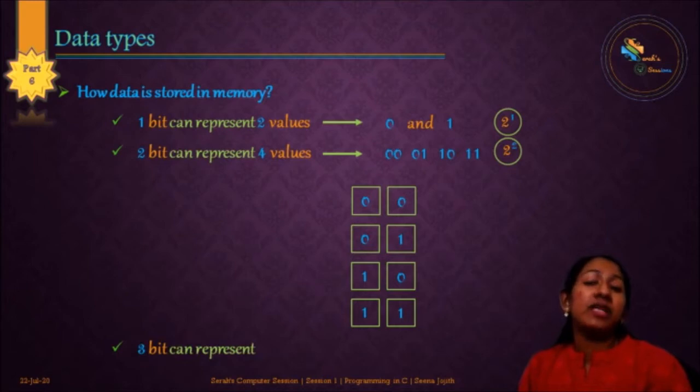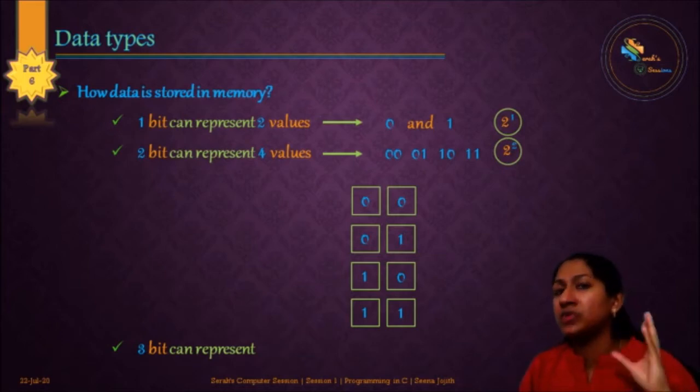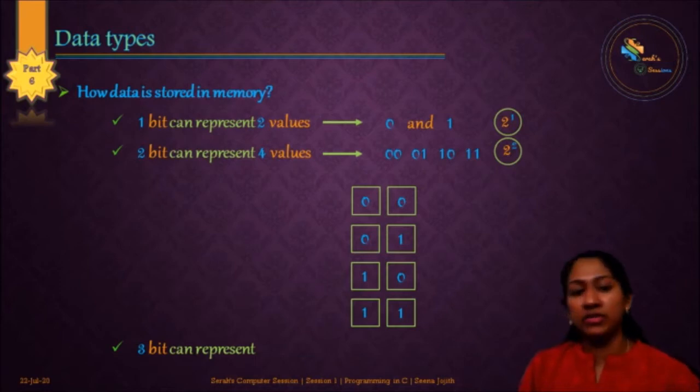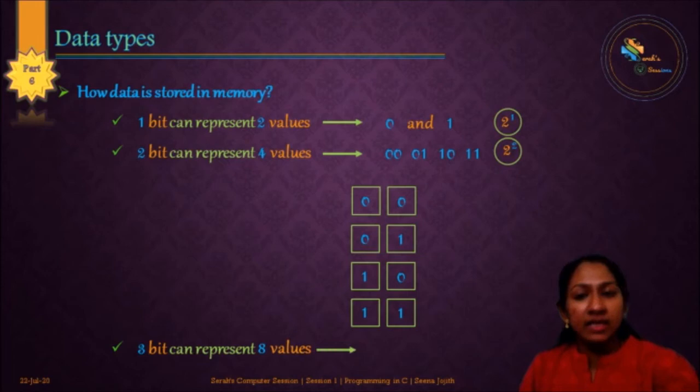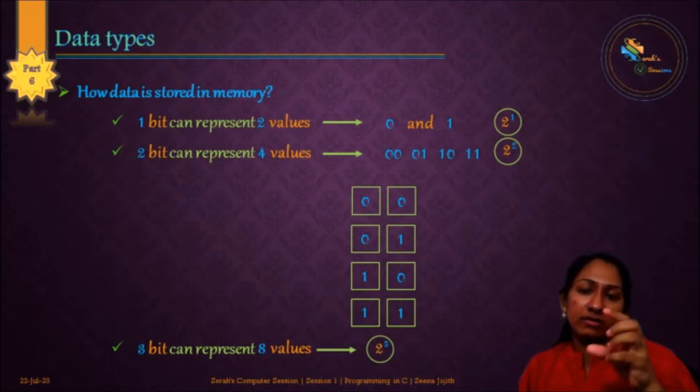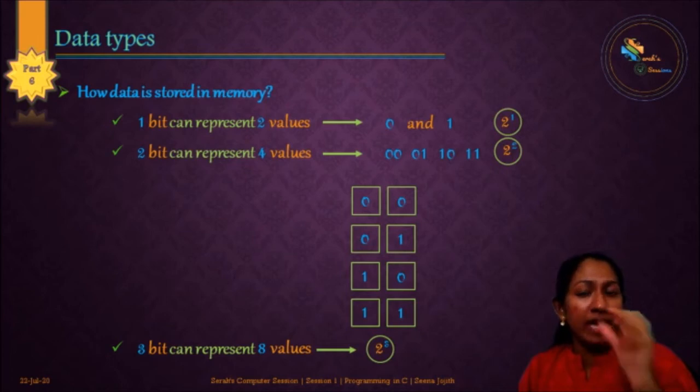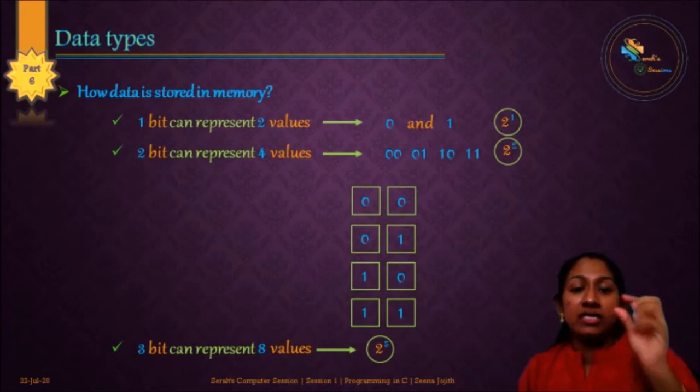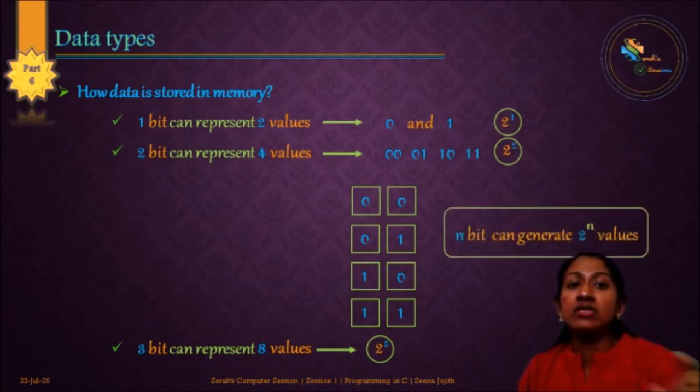See, if 3 bits have been allocated for a data, how many values can the 3 bits hold? That is what we are actually looking into from this slide. The 3 bits can hold 8 values, and it is nothing but 2 raised to 3. Okay, so here you see the bits. If it is n bits, those n bits can generate 2 raised to n values.